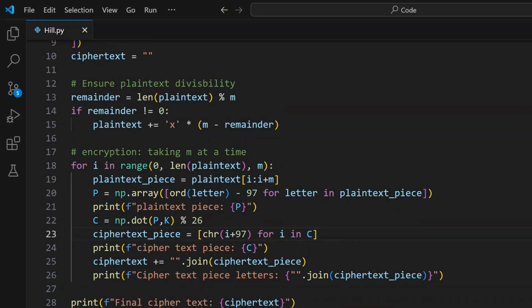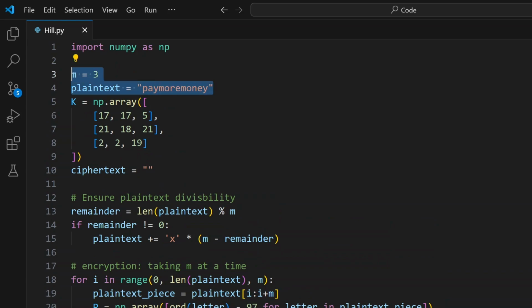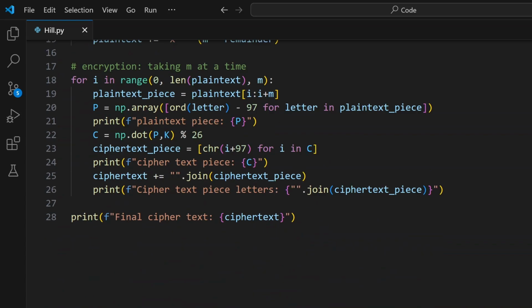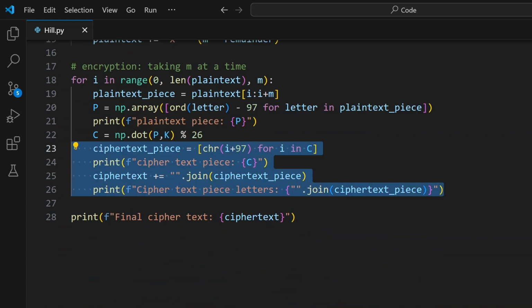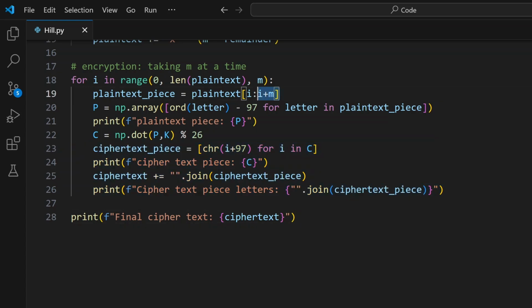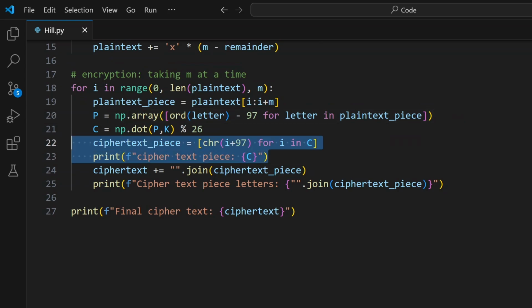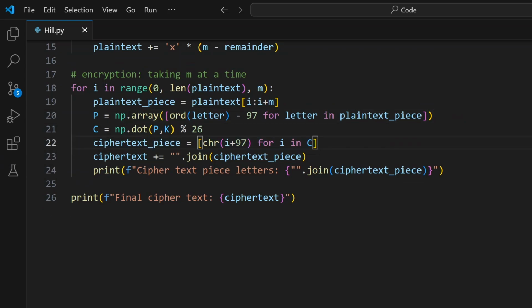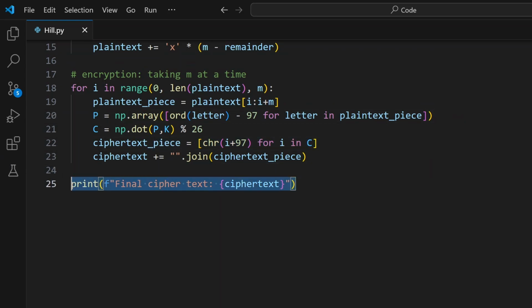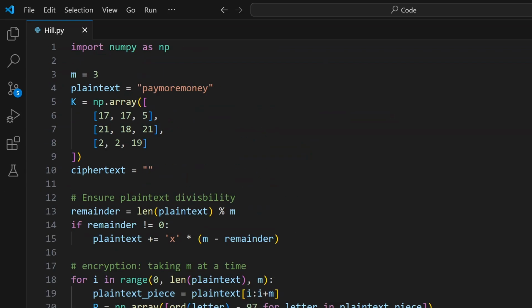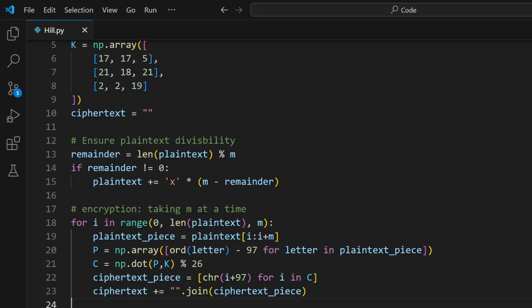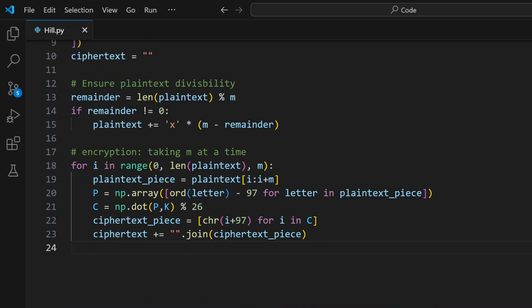And as I said, you don't have to use a for loop. You can just directly convert this whole thing into a matrix, then have the dot product of that directly with the key, then convert it into text like I did down here. That should still give you the same thing. Instead of taking M at a time, you don't have to do that. Okay, so let me remove all of these print statements and let's move on to decryption, which is a bit different. So we now have encryption up here and we can move on to decryption.